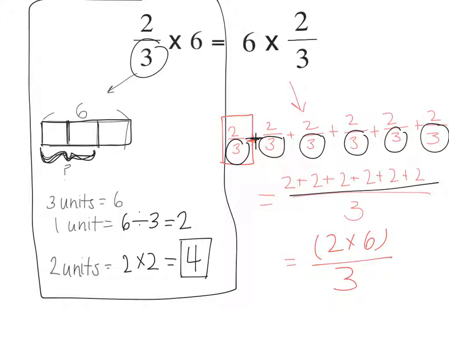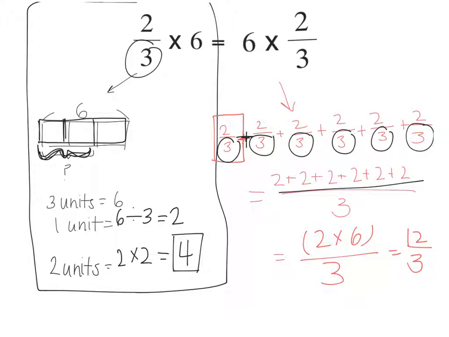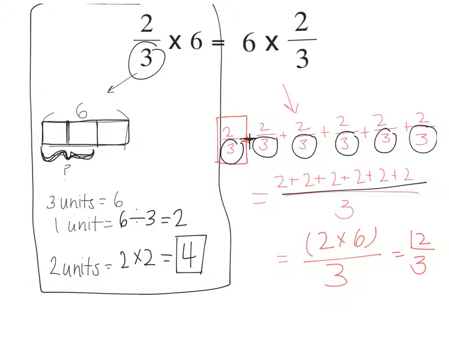Yeah. So is that the same thing then as 2 times 6 over 3? Yeah. Right, okay, so then what's 2 times 6? 12 over 3. Can I simplify 12/3? Yes. What do I get? 4. So do I get the same answer? Yes. Okay, so we're starting to see how what we did yesterday is related to repeated addition.